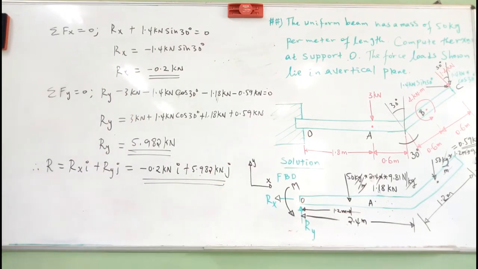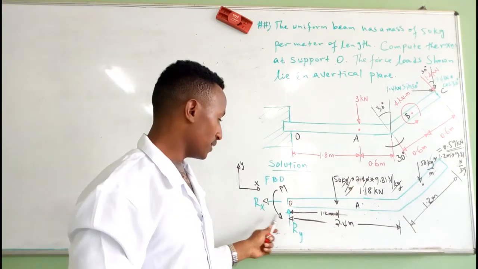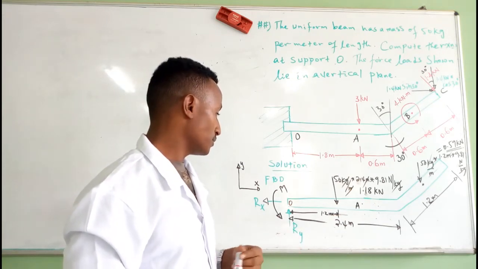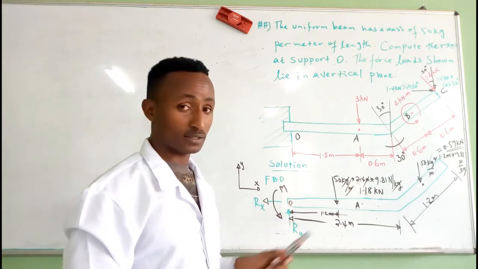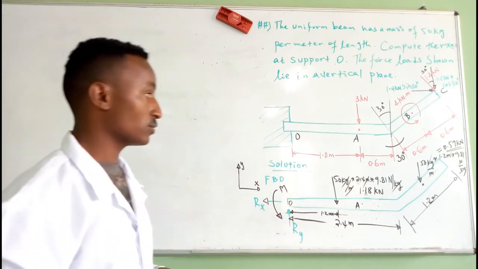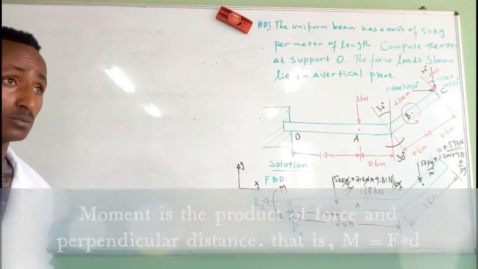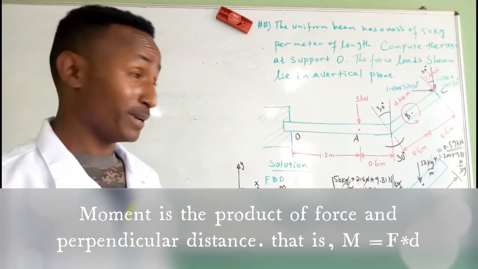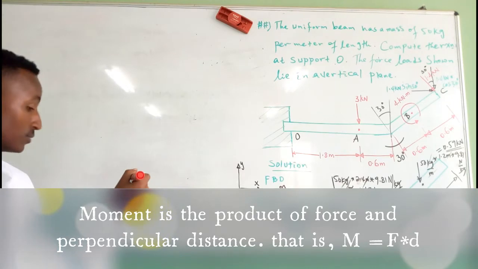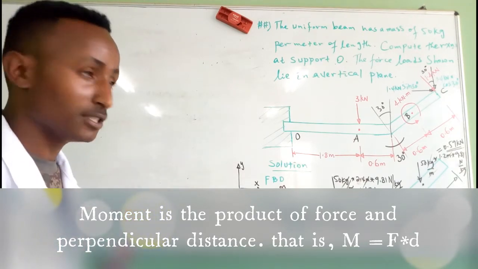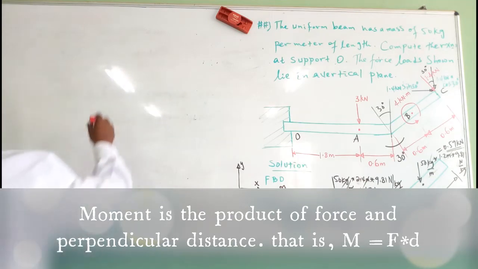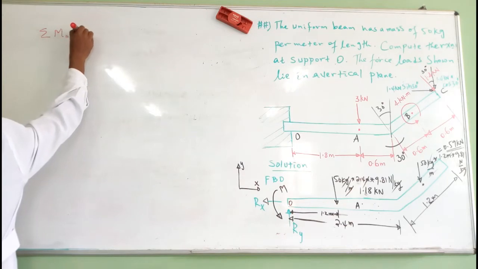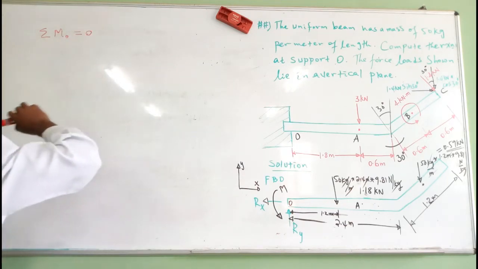So this is the answer. We already found Rx and Ry, or reaction forces. The remaining reaction is the moment. How can we solve for the moment? As we know, moment is the product of force and perpendicular distance. So we can use the second equilibrium condition: the summation of moments at point O equals 0.